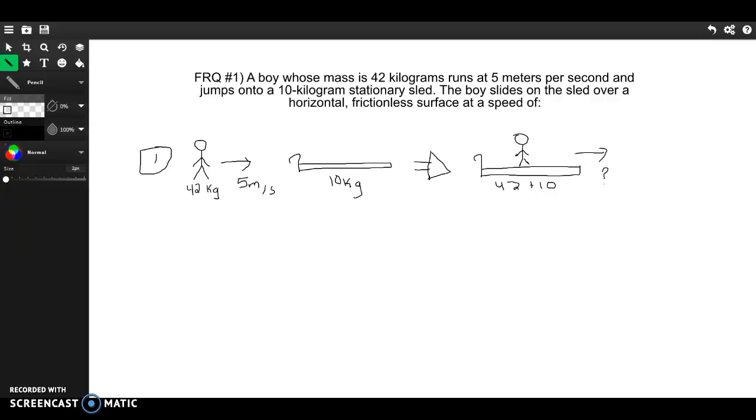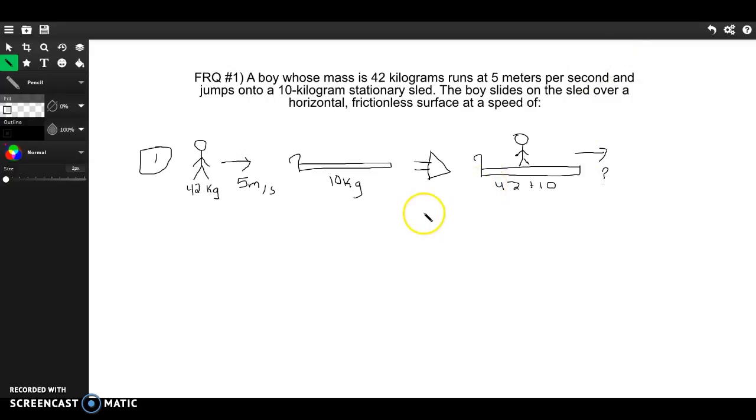Alright, so the first question asks: a boy whose mass is 42 kilograms runs at 5 meters per second and jumps onto a 10 kilogram stationary sled. The boy slides on the sled over a horizontal frictionless surface at some speed. I've drawn out the scenario for you. We have the boy over here, 42 kilograms, going at a speed of 5 meters per second. He jumps onto a sled, which is stationary and weighs 10 kilograms. Afterwards, you have a boy on a sled going at the velocity that we're trying to solve for.